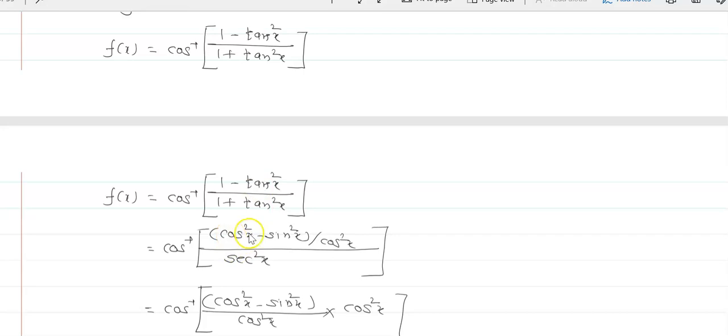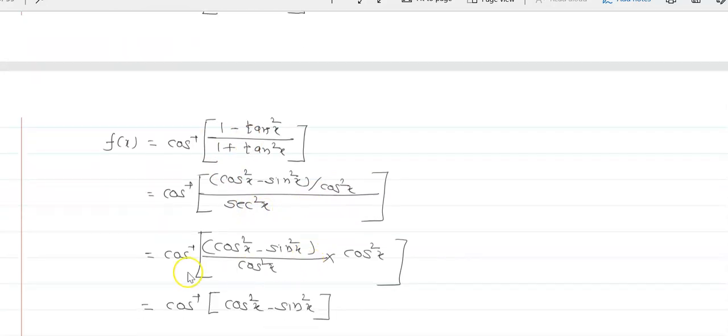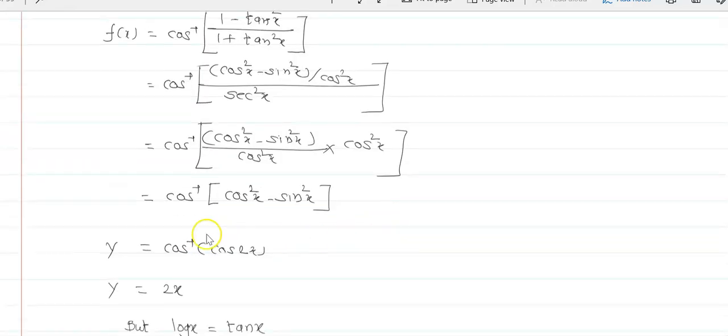That is, you will get cos²x − sin²x upon cos²x, whole divided by 1 + tan²x, which is sec²x. That is, cos inverse of (cos²x − sin²x)/cos²x times cos²x. The cos²x gets cancelled. You will get cos inverse of (cos²x − sin²x), which is nothing but cos of 2x. Therefore, y is equal to 2x.